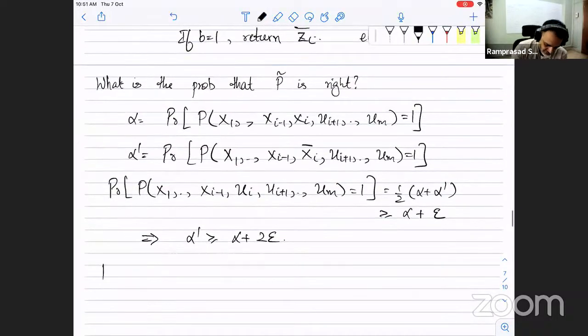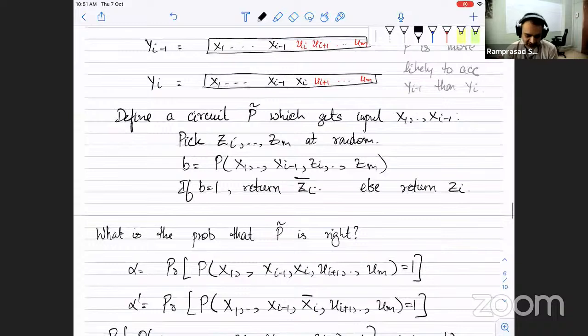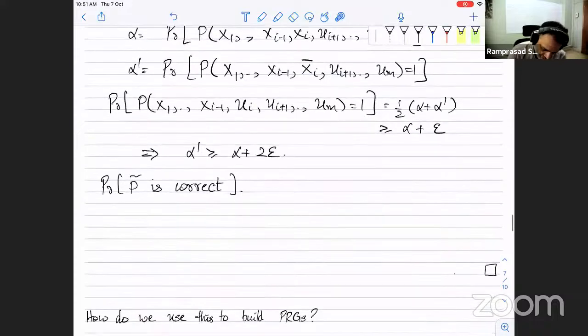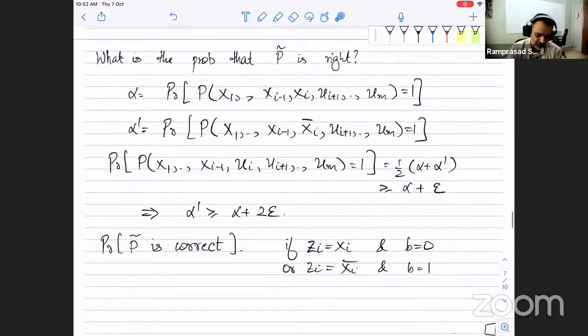Okay, now let's ask ourselves, what is the probability that P tilde is correct? When will P tilde be correct? There are two cases where it is correct, which is that the Zi that was fed was equal to Xi, and this B happens to be equal to 0, in which case you will return the right thing. Or the Zi that was fed was equal to not Xi, and you returned a 1. Then you will negate it again and you will return the right value. Okay, so P is correct if Zi equal to Xi and B equal to 0, or Zi equal to Xi bar and B equal to 1. Both of these cases happen with probability half because I picked Zi uniformly at random.